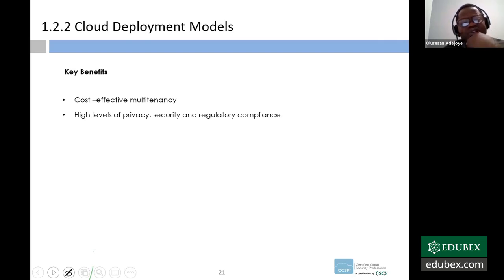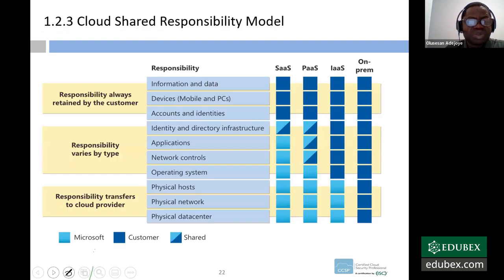What is the benefit of this? One, cost-effective multi-tenancy. In a community cloud, so many people are sharing resources, so when you want to maintain that cloud environment, the cost is shared among all the members. Two, high levels of privacy, security, and regulatory compliance, because they have a shared common security concern. Like NIBSS, which creates a common platform for all the banks in Nigeria to access. That's an example of community cloud too.